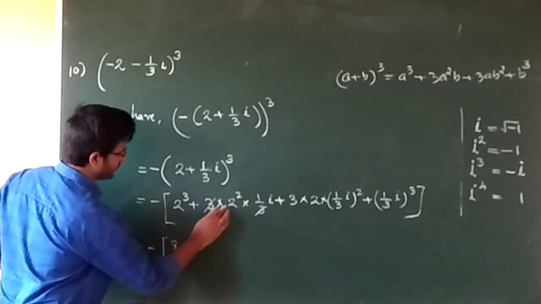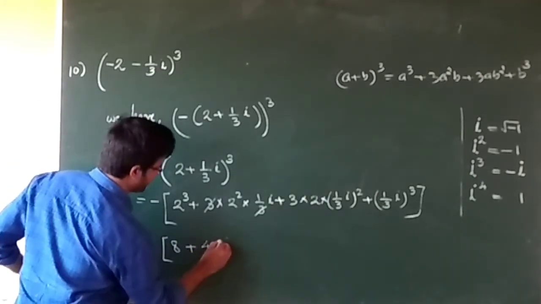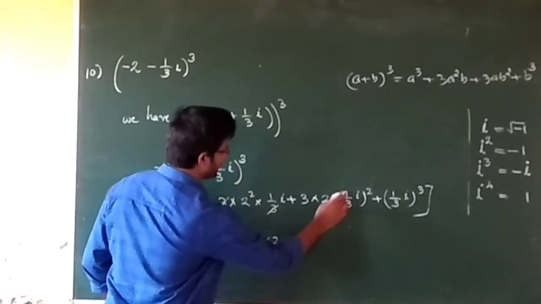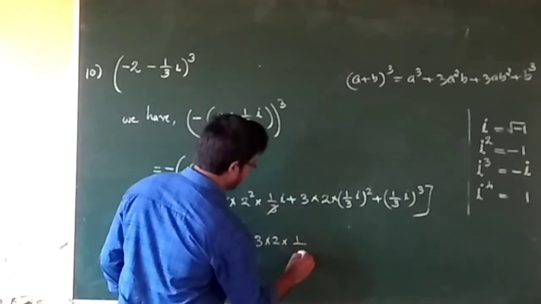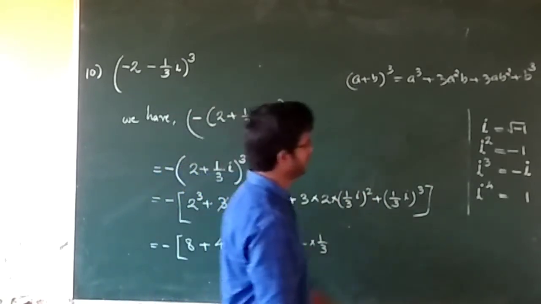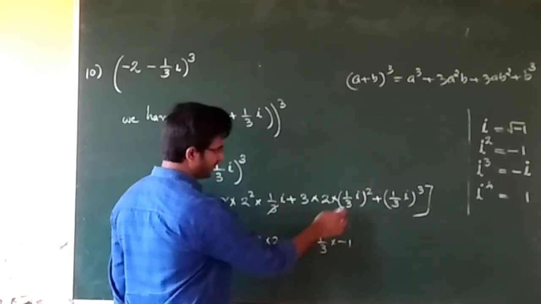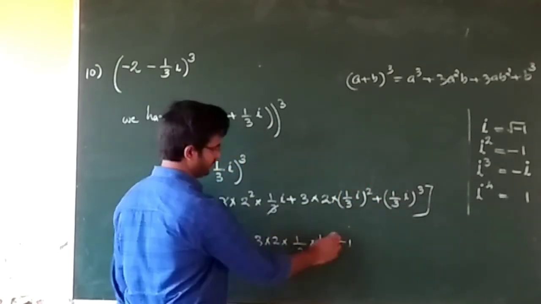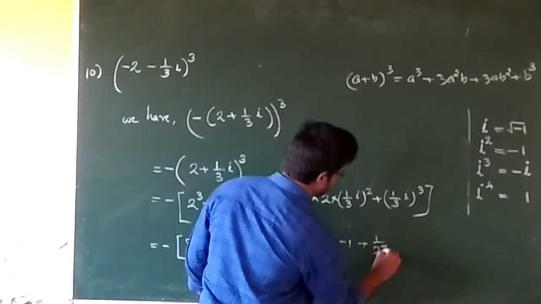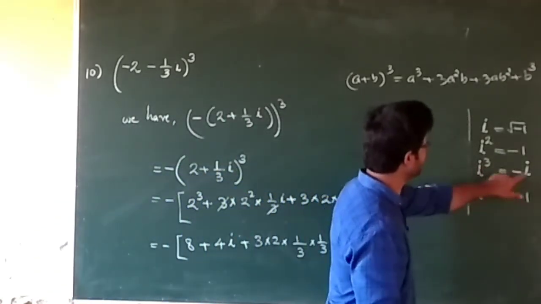Then the remaining 2 square. 2 square is 4, isn't it? 2 into 2, 4. Then the remaining i: 4i. 3 into 2, this 1 by 3i square we can write as 1 by 3 into 1 by 3 i square. What is i square? i square means minus 1. 1 by 3 into 1 by 3, 2 times i return. Then i square means minus 1. Then 1 by 3 cube: 3 into 3 into 3 is 27, so 1 by 27. Then i cube. What is i cube? i cube means minus i.